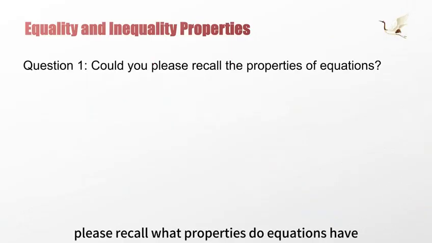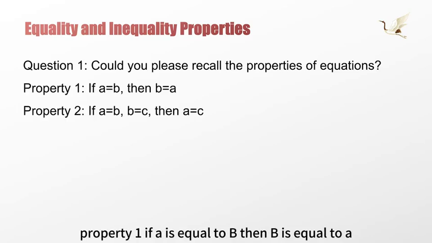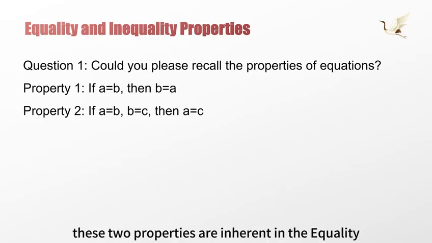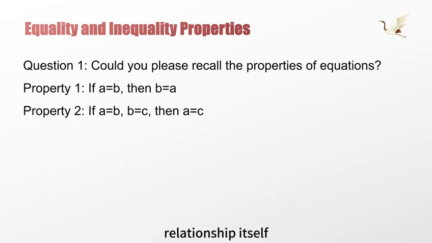First of all, please recall what properties equations have. Property 1, if A is equal to B, then B is equal to A. Property 2, if A is equal to B and B is equal to C, then A is equal to C. These two properties are inherent in the equality relationship itself and are its own characteristics.